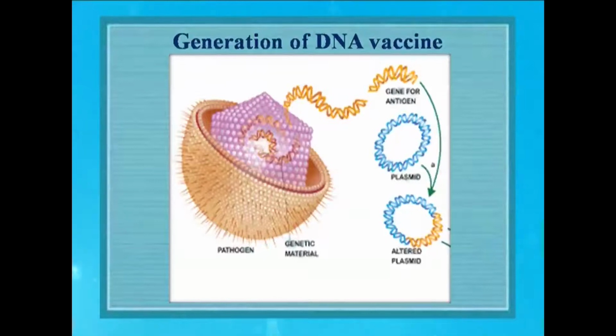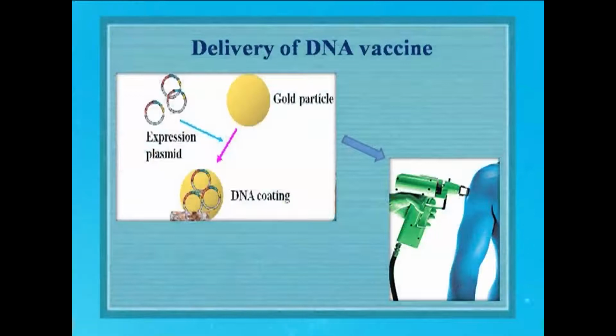It is delivered through saline or through gene gun delivery, intramuscularly. In the gene gun delivery method, the expression plasmids are coated with gold or tungsten particles. Then the gene gun introduces the DNA-coated gold particles into muscle.